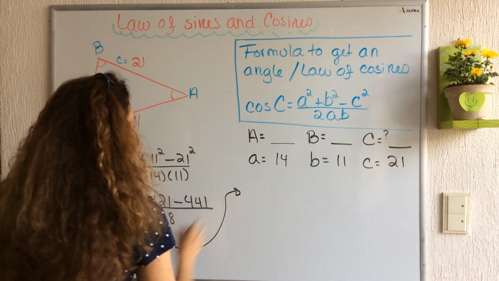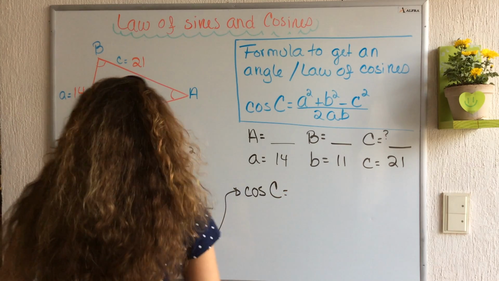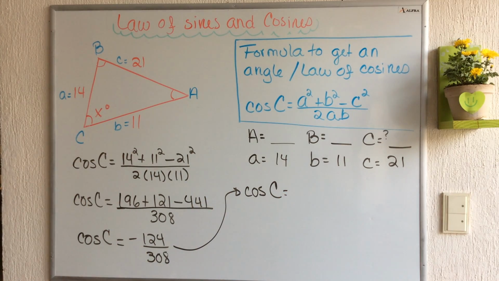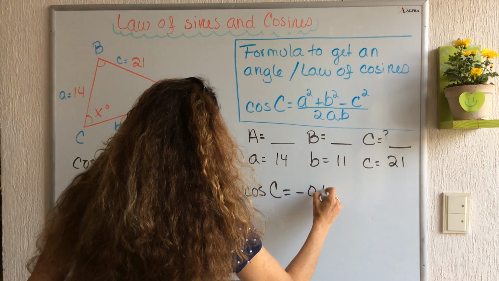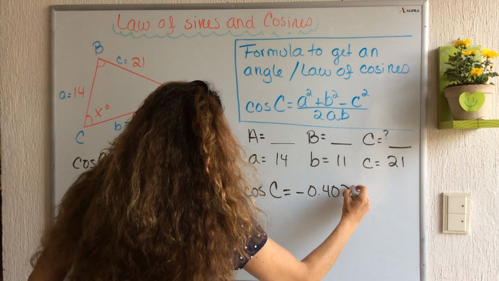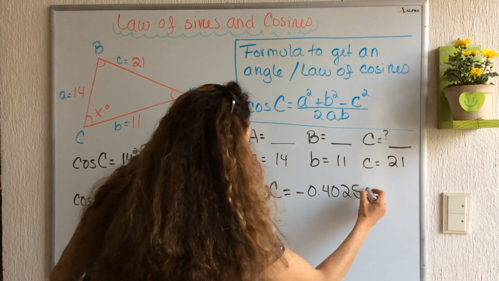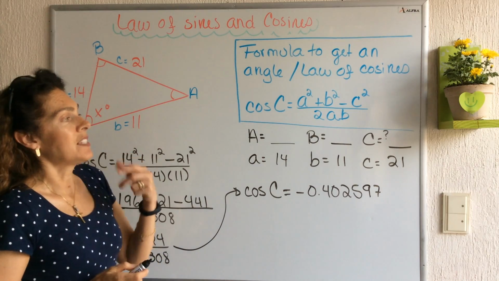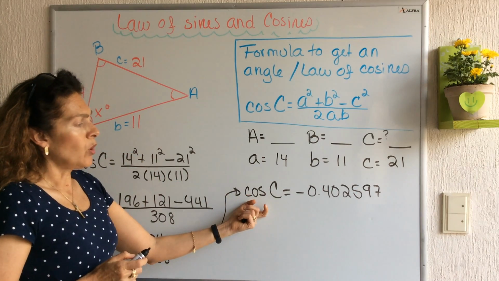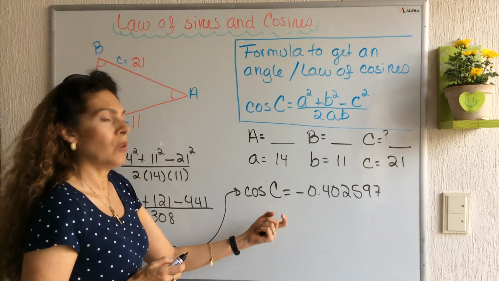We continue solving here, and we have that the cosine of C equals minus 0.402597. Okay, and here is the interesting thing. Remember, as we have to solve for C, the answer is not this one. You have to continue solving for C.